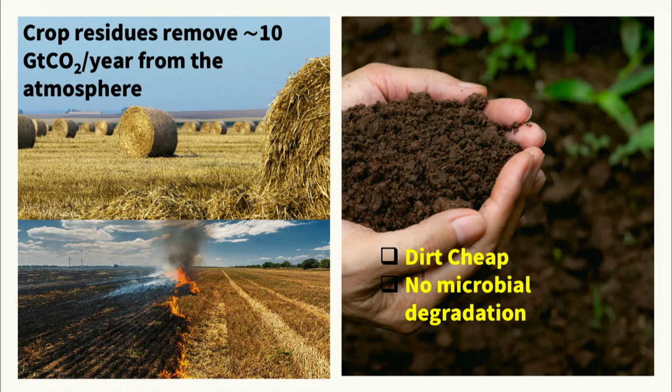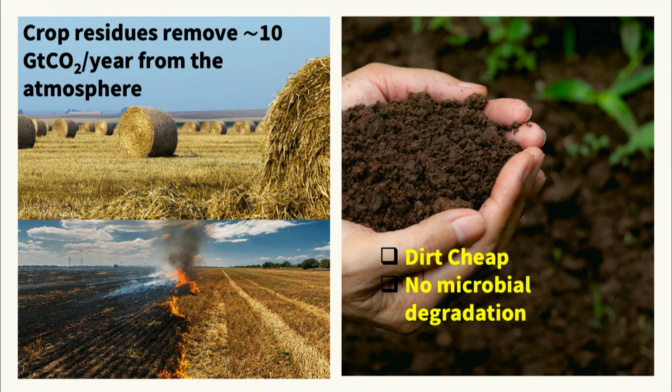If you could convert some of this biomass into recarbonizing the soil, that would be great, but we want to make sure that there's no microbial degradation of this. Otherwise, you get CO2 and methane back. And this process has to be dirt cheap because you're making dirt. So how do we do that?